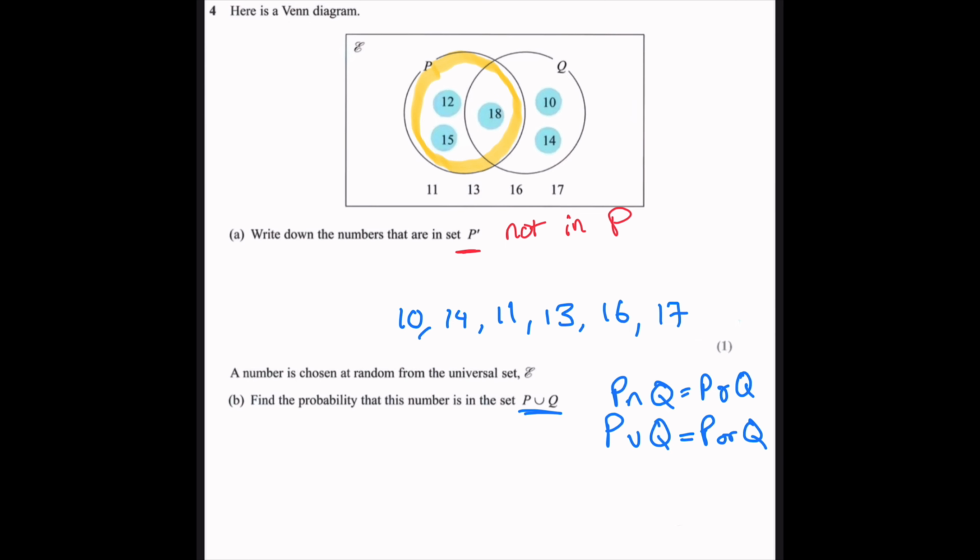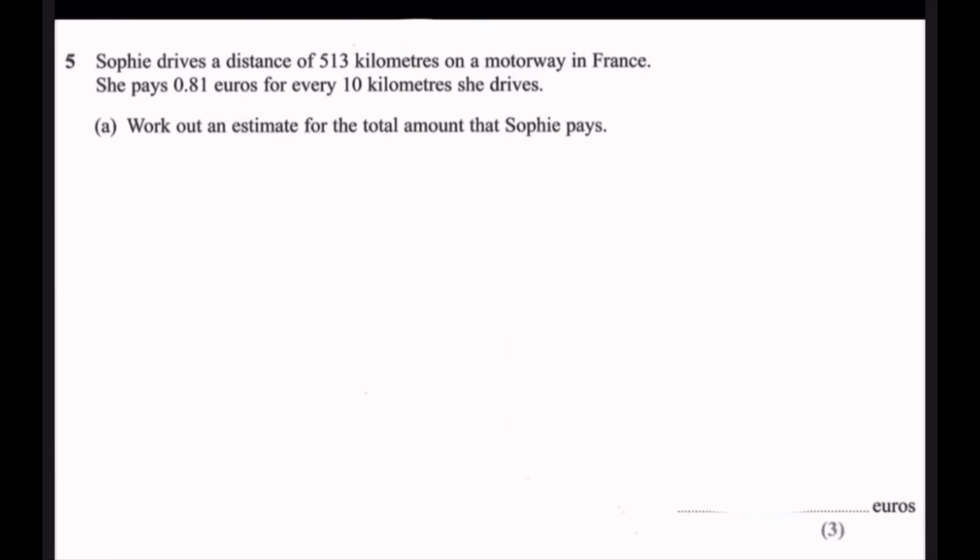Okay, so let's go back to this. This is in set P. This is in set Q. So everything in those 2 circles is in set P or set Q. Okay, so that's 1, 2, 3, 4, 5 items. So we've got 5 out of a total of 5, 6, 7, 8, 9. So the probability it's in set P or Q is 5 of these numbers out of 9. Okay, really simple.